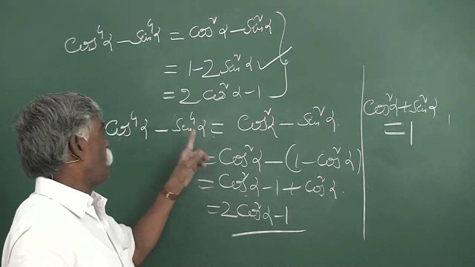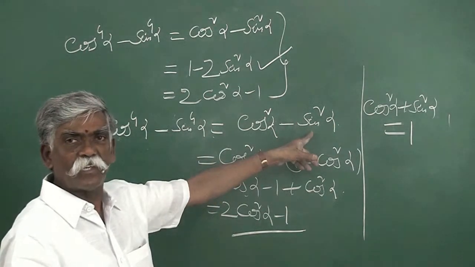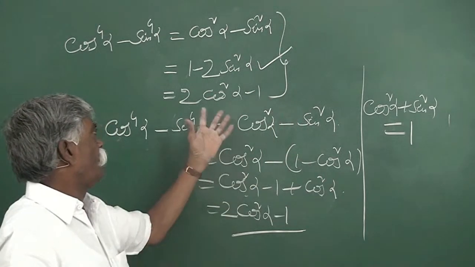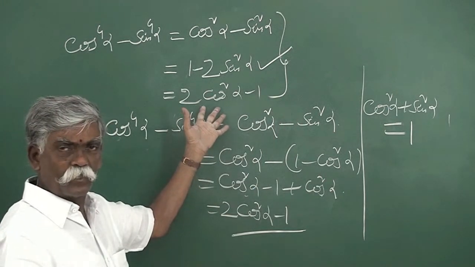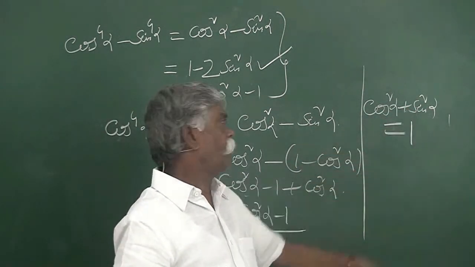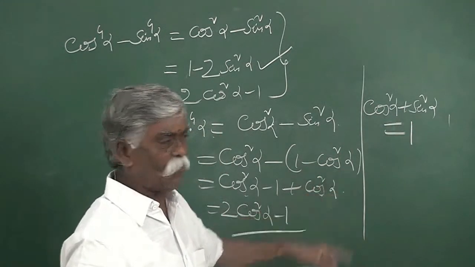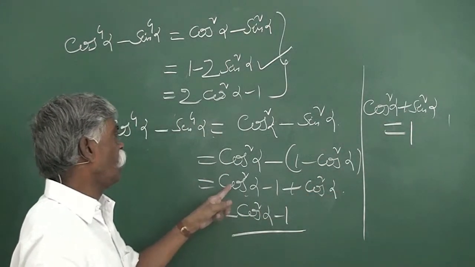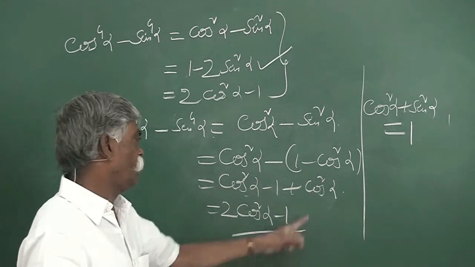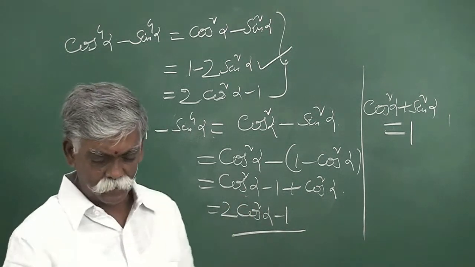These two become 2 cos square alpha minus 1. So, cos power 4 alpha minus sin power 4 alpha is equal to cos square alpha minus sin square alpha. This we have proved in the beginning. Now we have to express this completely in terms of cos square. Cos square plus sin square alpha is 1. Therefore, the sin square alpha can be written as 1 minus cos square alpha. Now this is cos square alpha minus 1, minus of minus, plus cos square alpha. So this plus this is 2 cos square alpha minus 1.